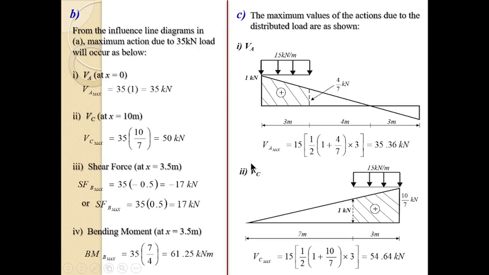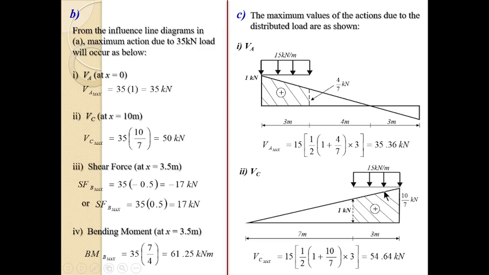The same thing goes for VC. This is the influence line for VC. Where do we place the UDL? We place it at this side, the highest point, and it goes this way. So the distance is 3 meters. That means it will occupy from that point D to where we have reaction at C.